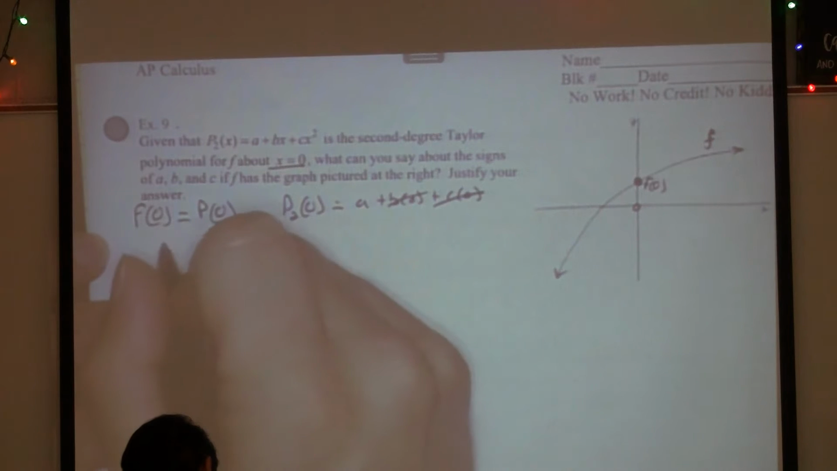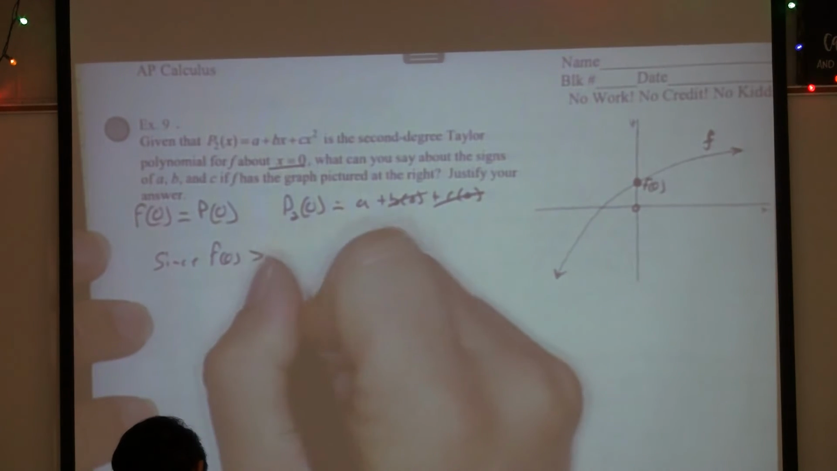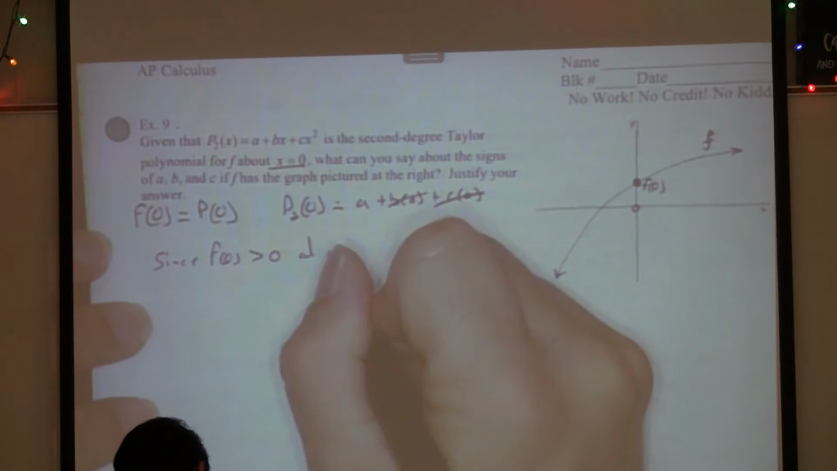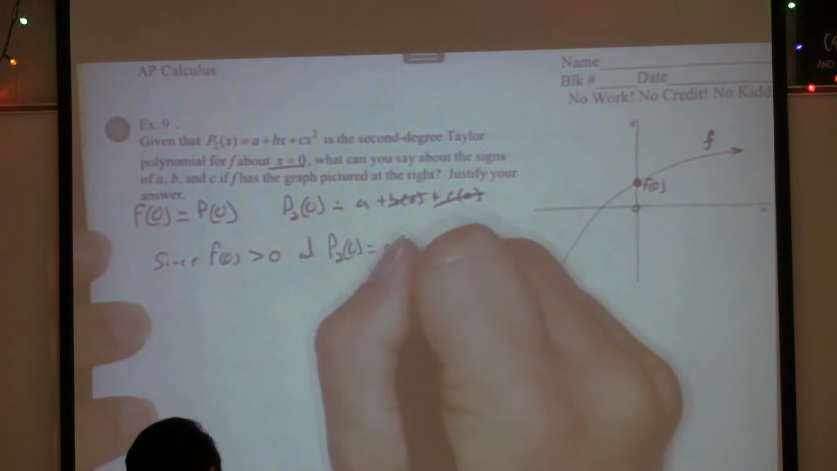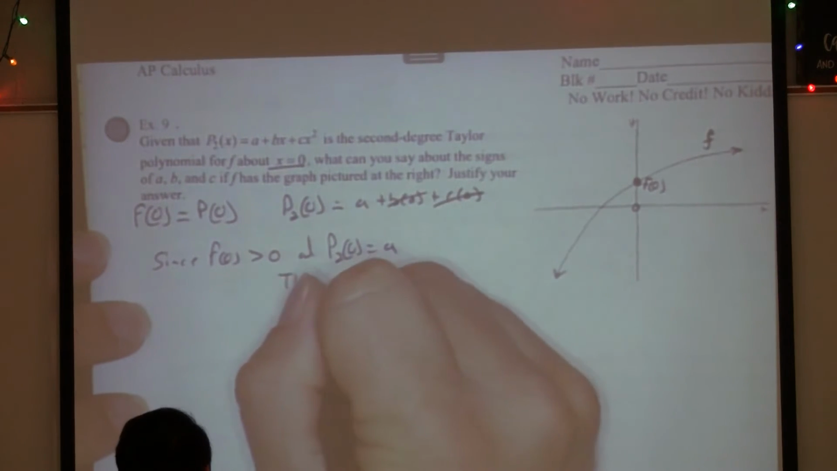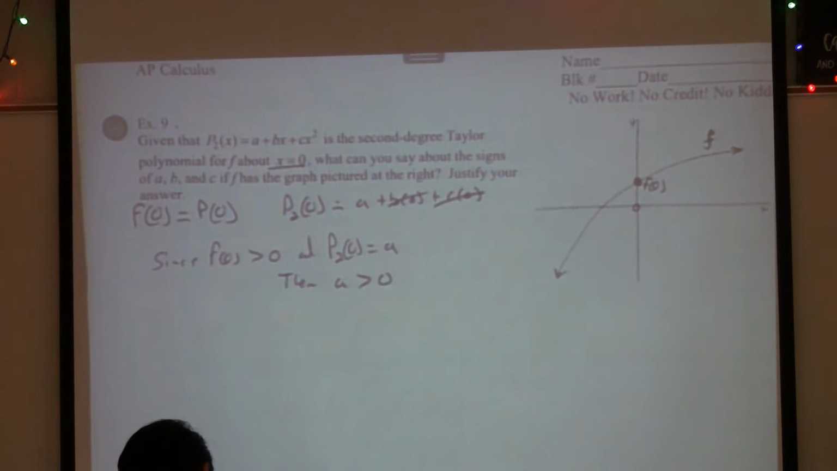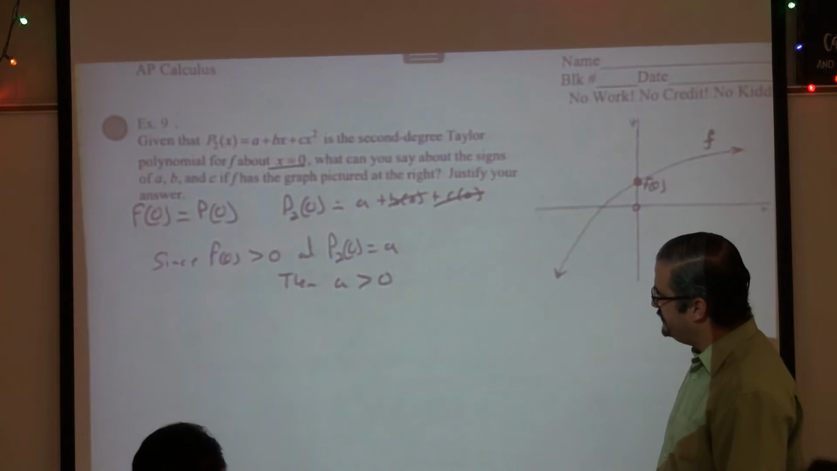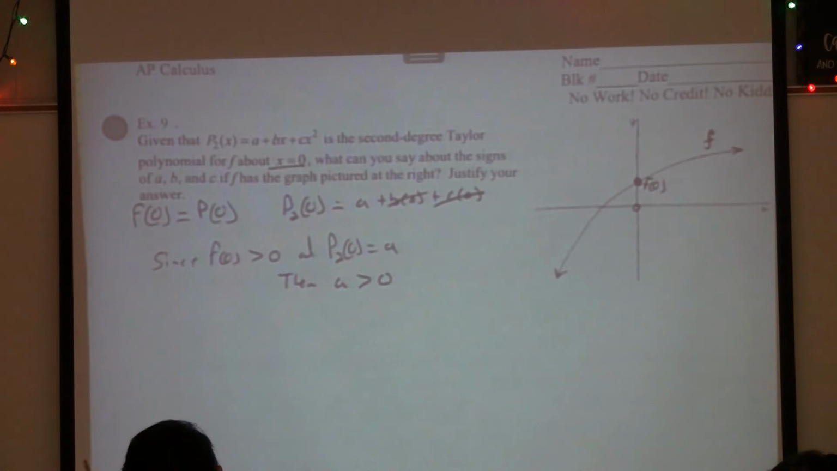So we could say, since f of 0 is greater than 0, and p sub 2 of 0 is equal to a, then A has to be greater than 0. Good? Alright. How about the b?